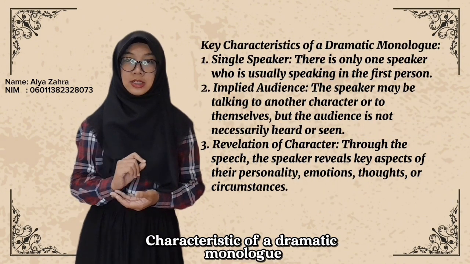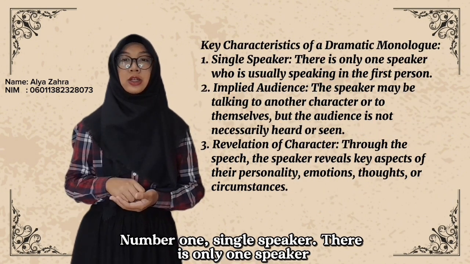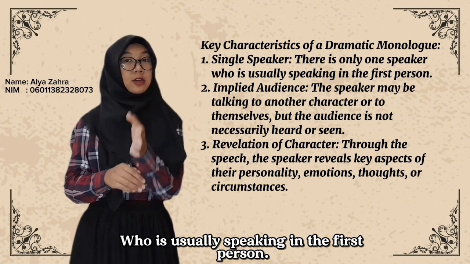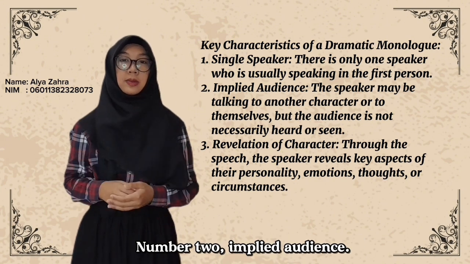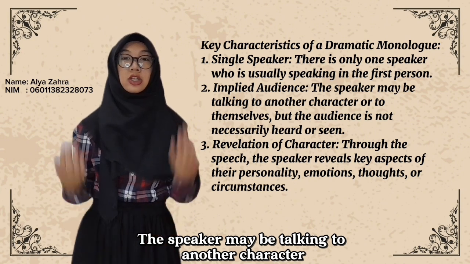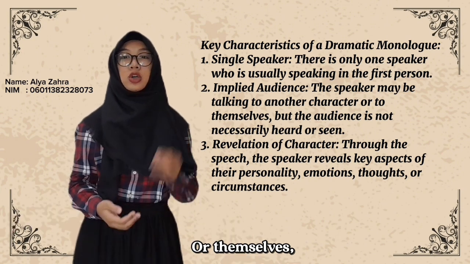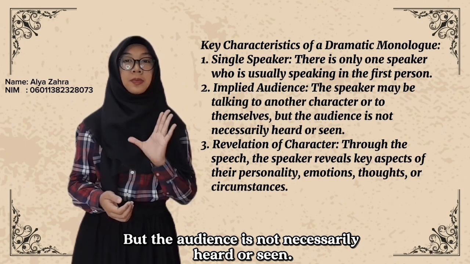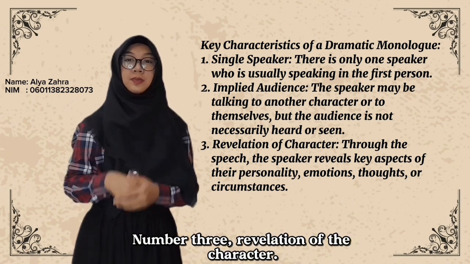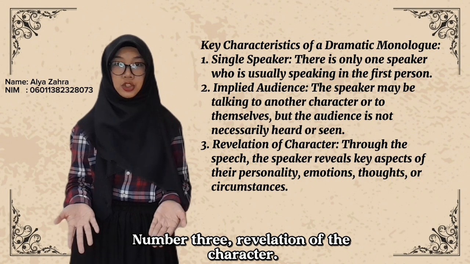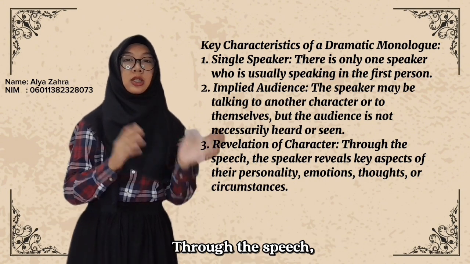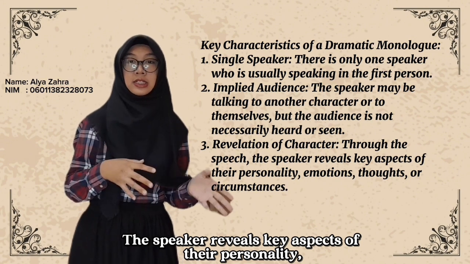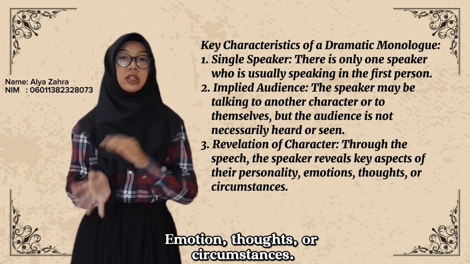Characteristics of a dramatic monologue. Number 1, single speaker. There is only one speaker who is usually speaking in the first person. Number 2, implied audience. The speaker may be talking to another character or themselves, but the audience is not necessarily heard or seen. Number 3, revelation of the character. Through the speech, the speaker reveals key aspects of their personality, emotion, thoughts, or circumstance.